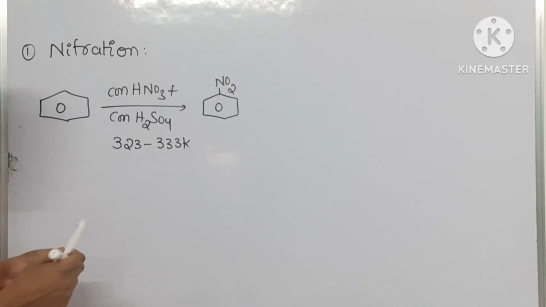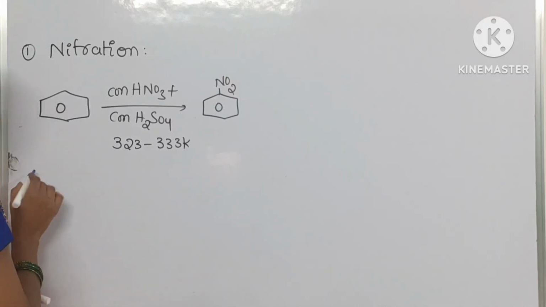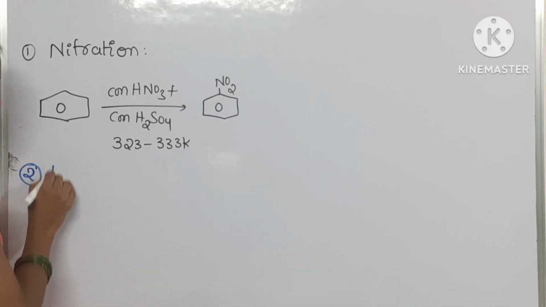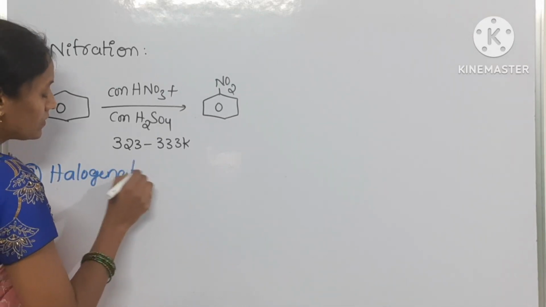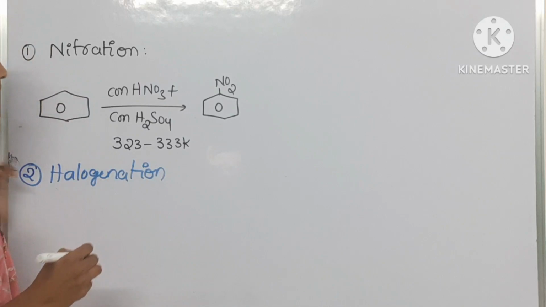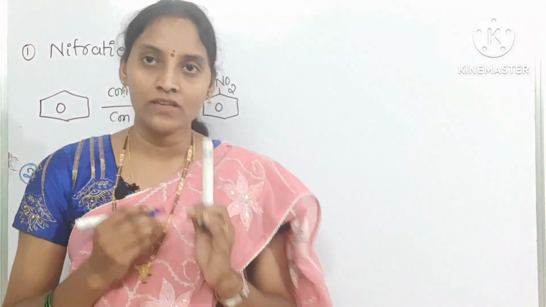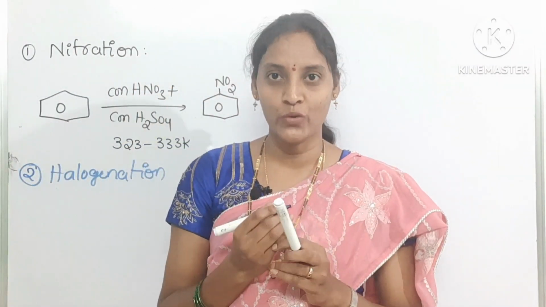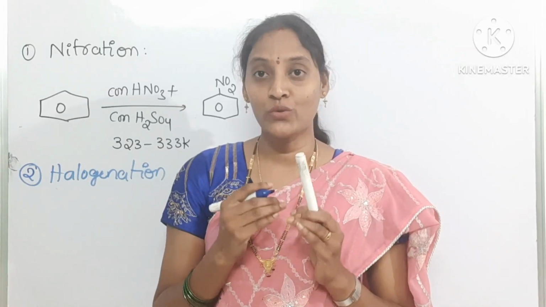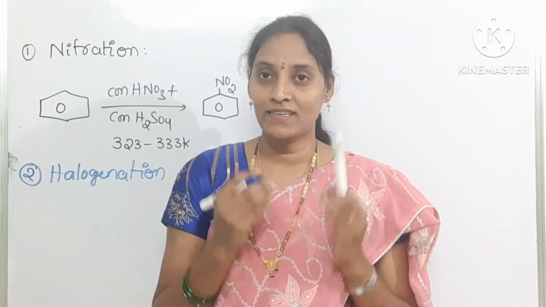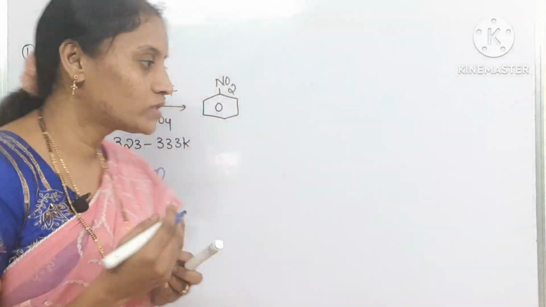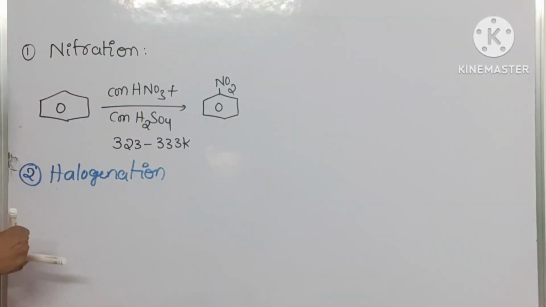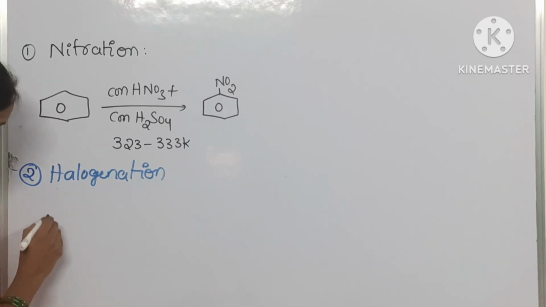The next reaction is halogenation. Here in this halogenation, benzene reacts with halogens, especially chlorine, bromine, in presence of Lewis acids like anhydrous AlCl3, FeBr3, FeCl3. Those are acting as Lewis acids. You can take that reaction.